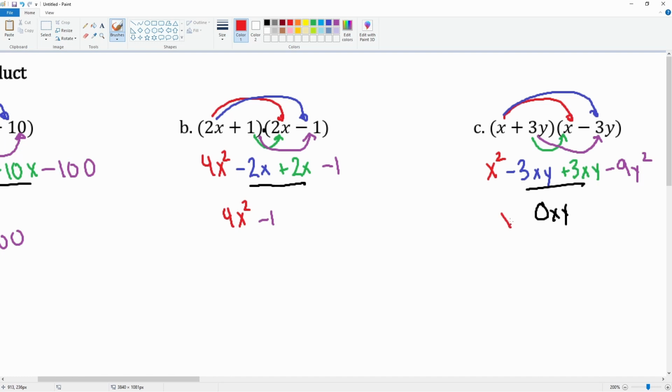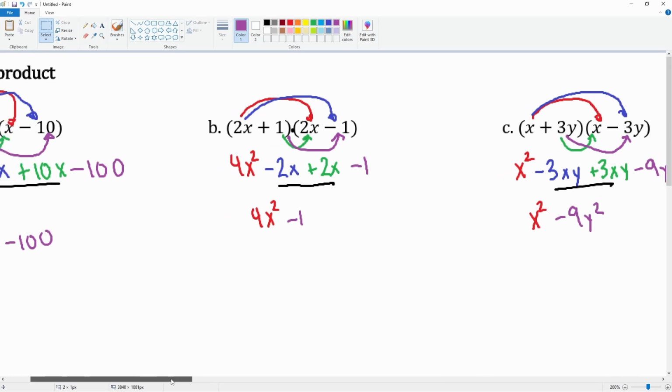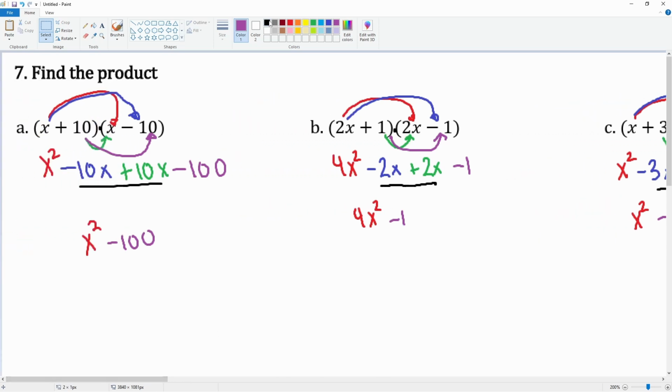Bring everything else down, bring down the x squared, and bring down that negative 9y squared. No one really writes that 0xy here. That just goes away, leaving you here with x squared minus 9y squared. Notice in all of these, the middle terms will cancel. The reason why is because this has a particular pattern.